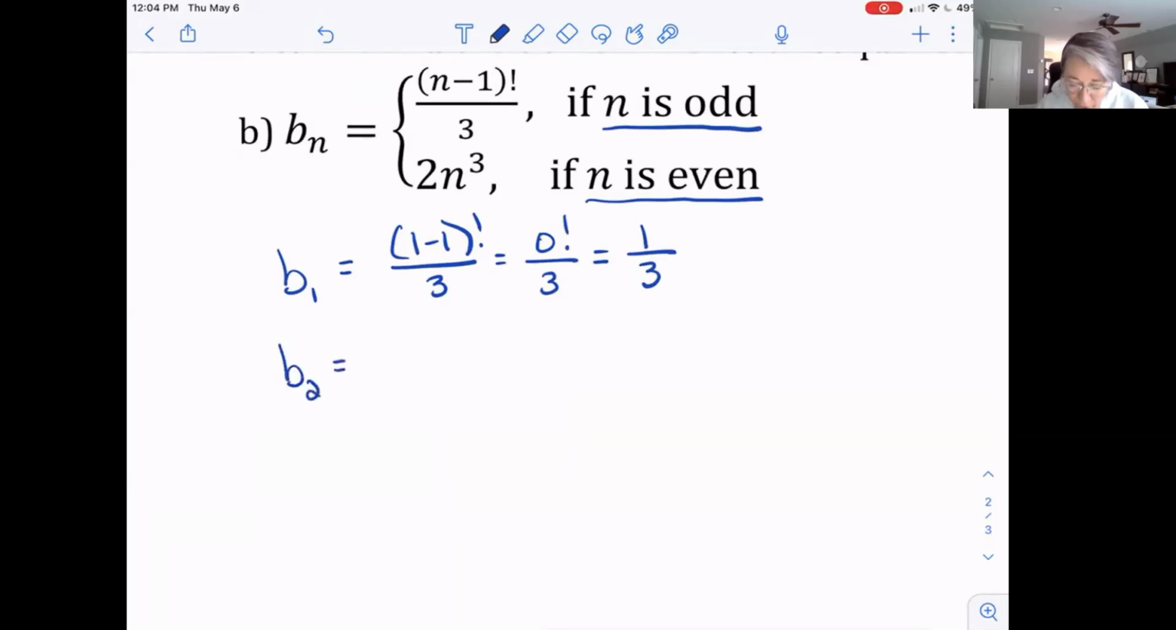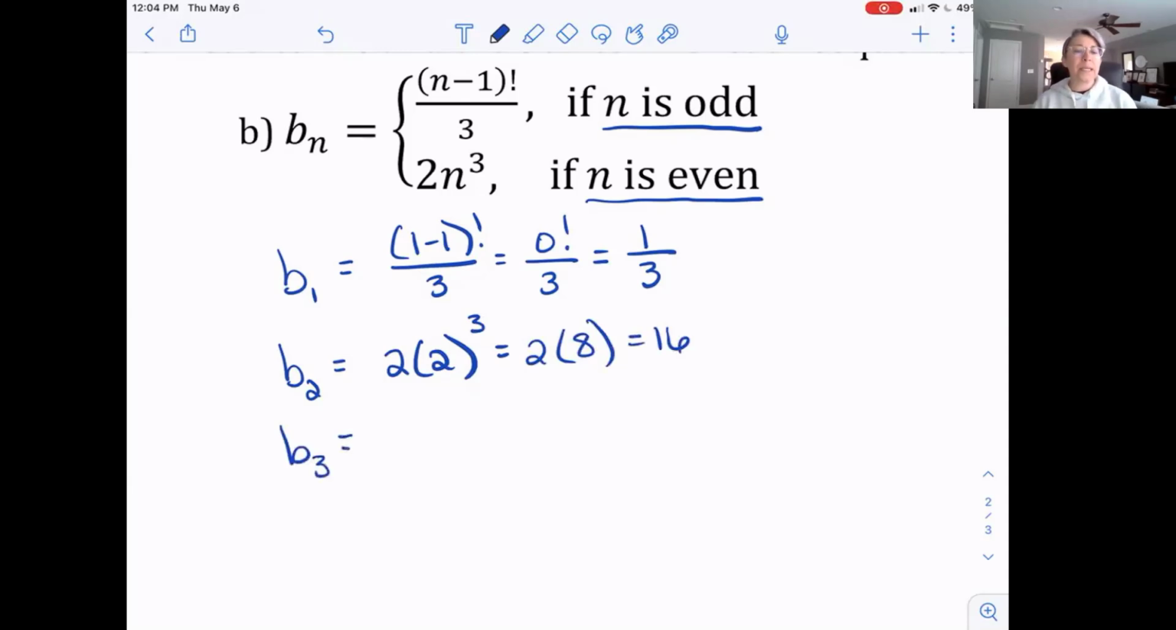B sub 2, our second term, is even. So we're going to use that second piece, 2 times 2 cubed. Please, please, please do not forget your order of operations. We have to cube the 2 before we multiply by the 2. So 2 cubed is 8, and that gives us 16.